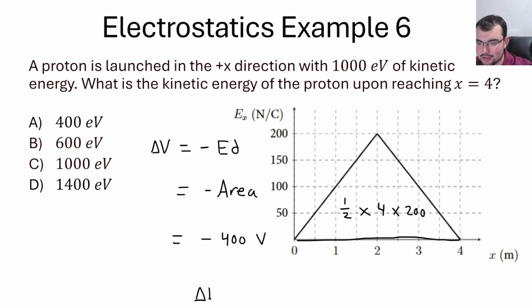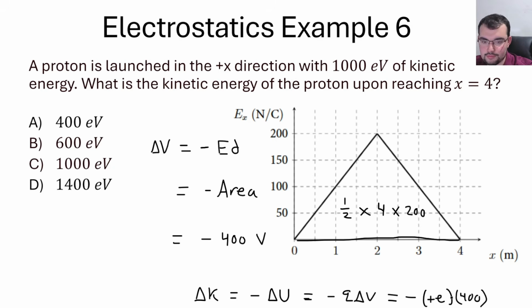So we can use the fact that the change in kinetic energy is opposite the change in potential energy, which is negative q delta V. A proton has a charge of +1 elementary charge unit, and delta V was 400. So we get negative 400 eV. No, negative, negative, so it is positive, because our potential difference was negative 400.